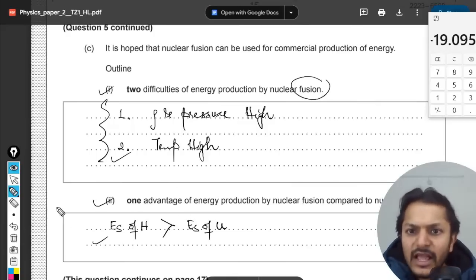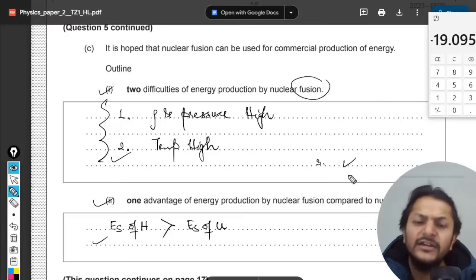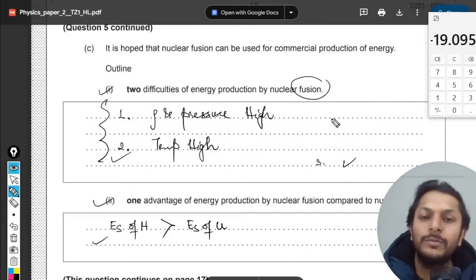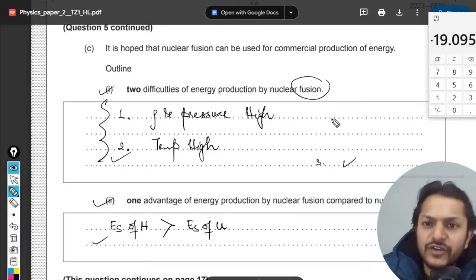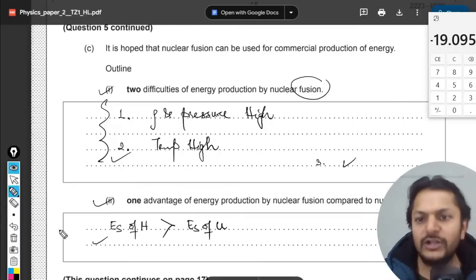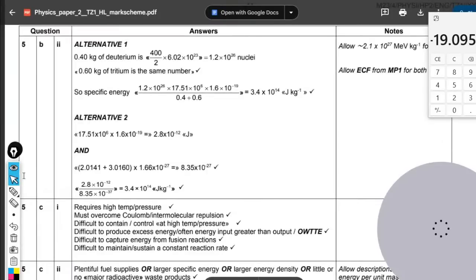Okay, and point number three is that this is an uncontrolled reaction. You can also write that. So this cannot be controlled, but fission reaction can be controlled by using control rods. But if you are setting up a fusion reactor, fusion is not controlled. So this is always uncontrolled. Let us see what they have written now.